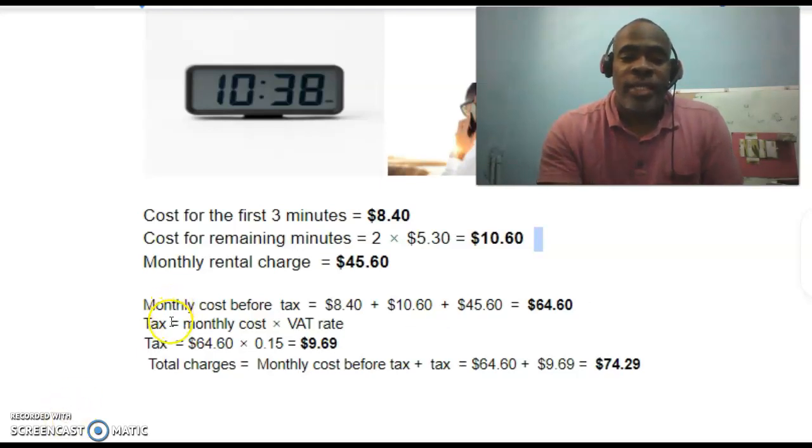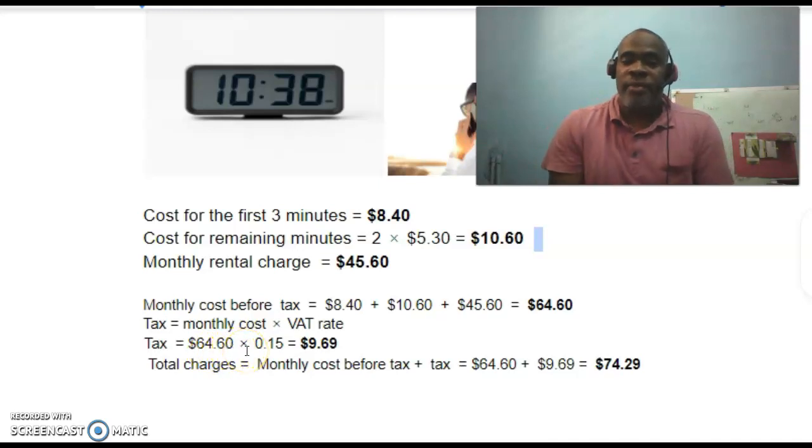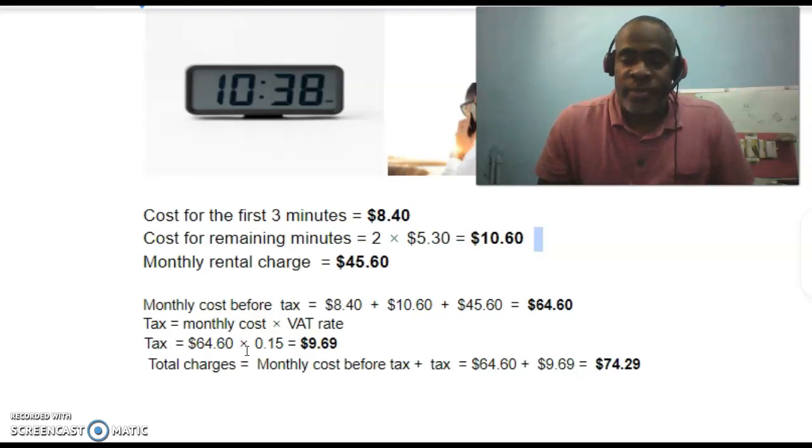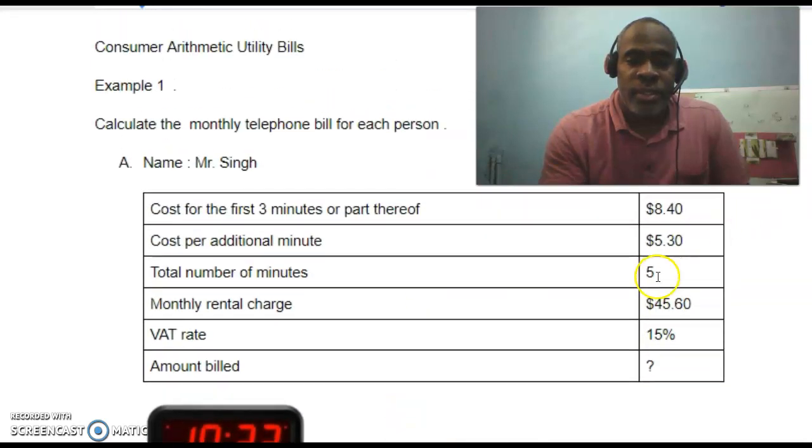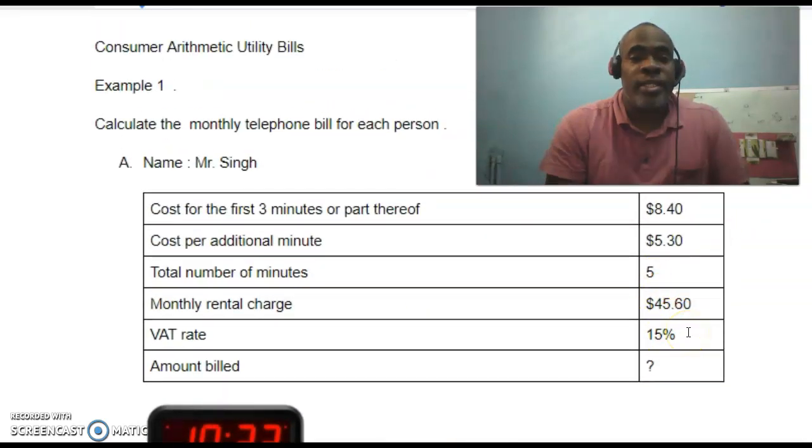Now, the tax, the VAT, value added tax, is equal to the monthly cost times the value added tax rate, and the rate is 15%. Good. So we have to write the monthly cost, which is $64.60, which is right here. You're going to multiply that by 0.15. Now you must be wondering how I get 0.15. Now 15%, let's go back to it again. This 15% here, I can simply write as 15 over 100, and 15 over 100 is the same thing as 0.15.